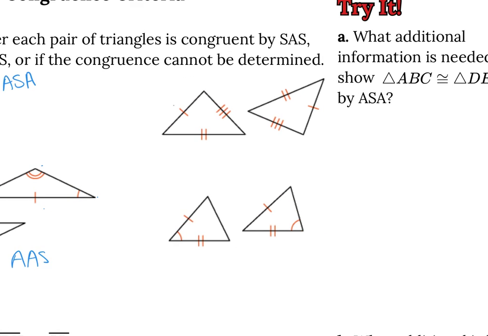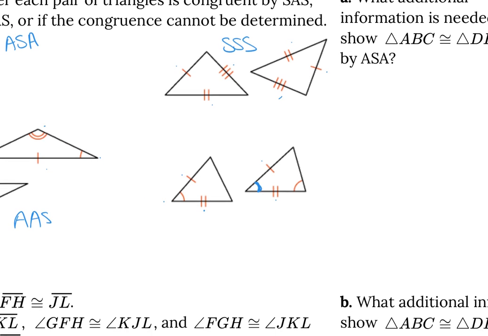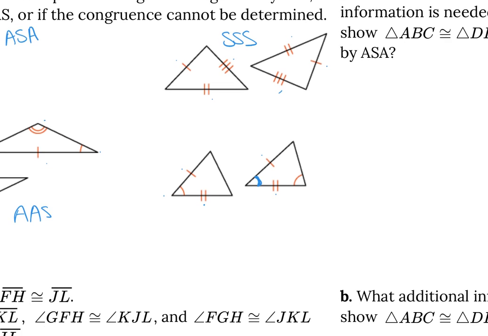Right, I have side, side, side, and side, side, side. So I can use side, side, side. Okay. Next I have side, angle, side. But on this one I have my side and I have my other side, but my angle is in the wrong place. My angle would have to be right here in order to prove by side, angle, side.